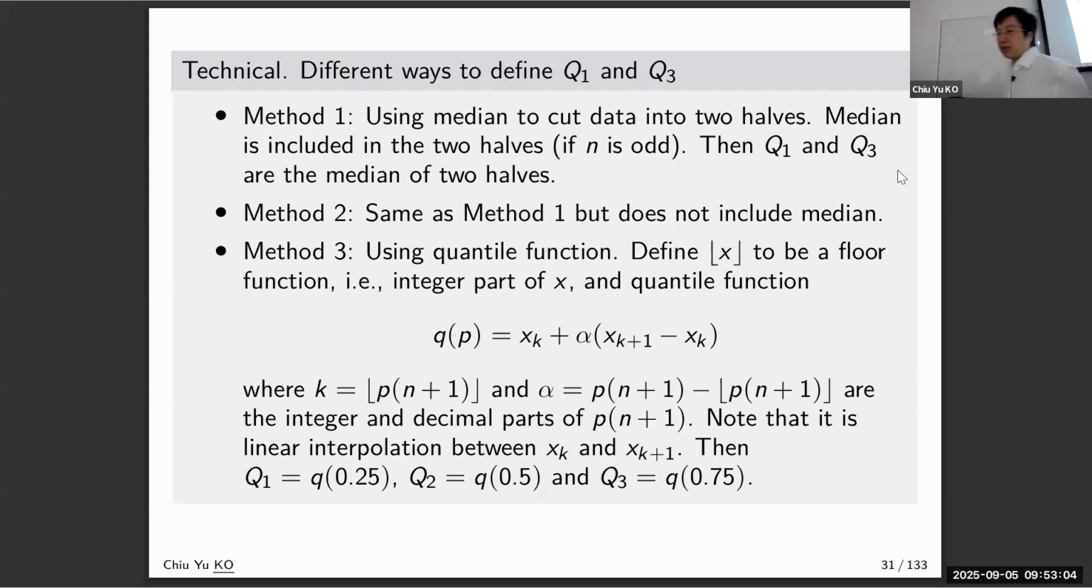But let me show you the example, then I'll talk about the one that you will find in Excel or Python or R, which uses method 3. Method 3 is the one that I recommend you use because it has better properties. But I will tell you the first 1 and 2 first, and then tell you the third one.